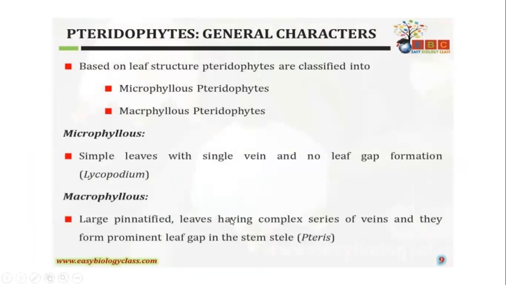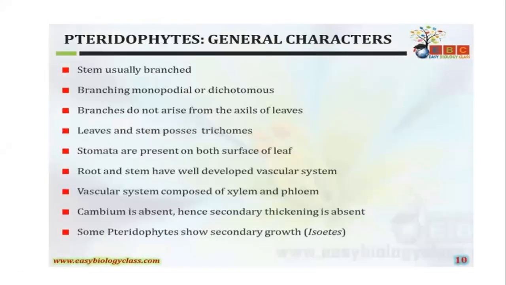Now, macrophyllous. The name itself implies it: phyllis means leaf, macro means large size of the leaf. So the leaves are very large. They are pinnatified, that is, pinnately compound. They have a series of veins in them, and they have a prominent gap between one leaf and another. So this group of pteridophytes comes under macrophyllous.